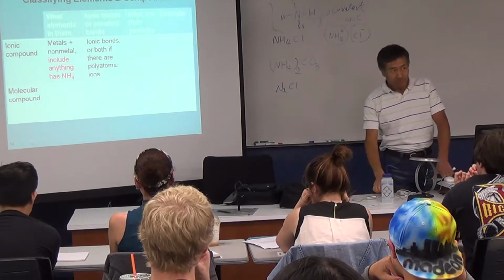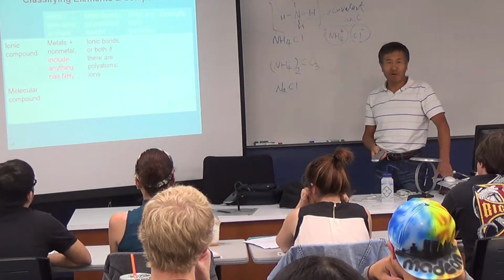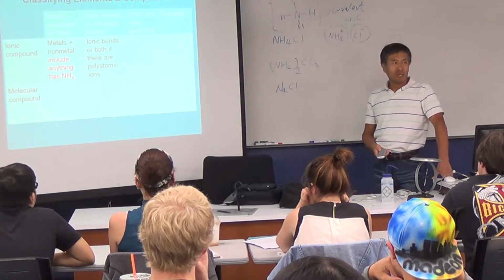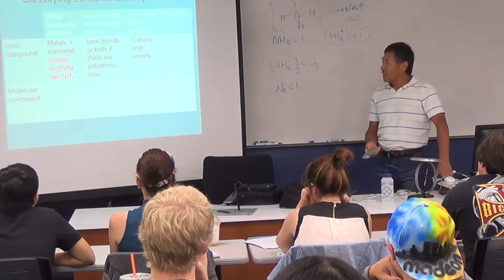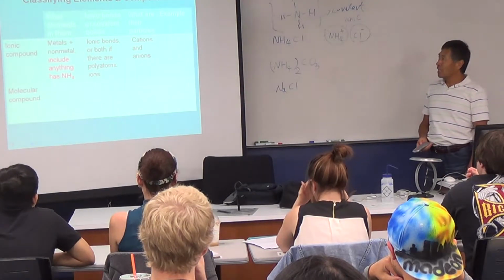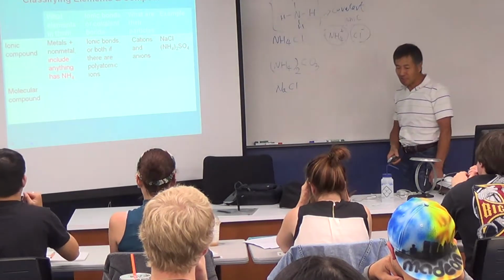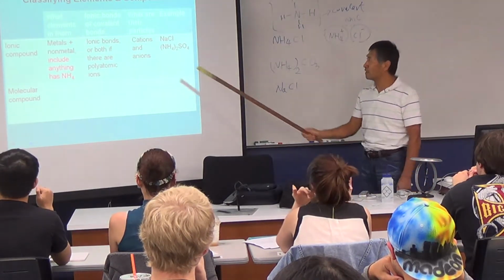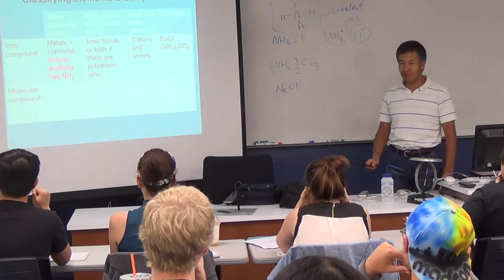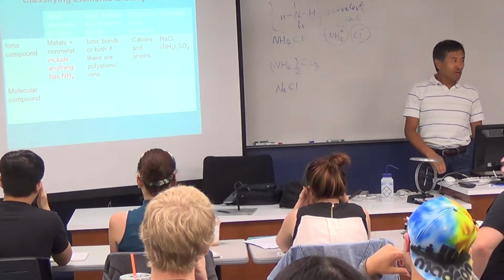Alright. So now, what are the particles in an ionic compound? They will be ions, either cations or anions. Examples we see here: sodium chloride and ammonium sulfate. Any questions?